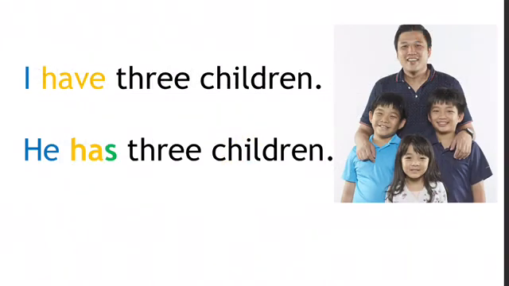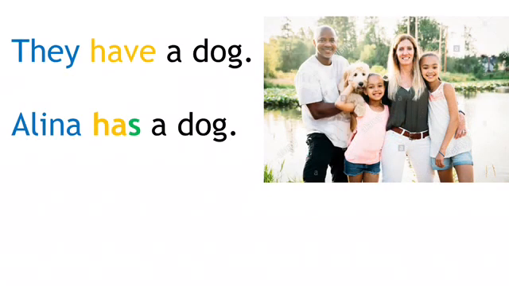I have 3 children. I is the subject and have is the base verb. He has 3 children. He is the subject and then because of this, the verb changes to has. They have a dog. They is the subject and have is the base verb. Alina has a dog. Alina is the subject and then because the subject is one name, the verb changes to has.